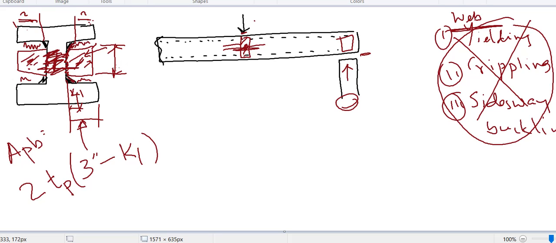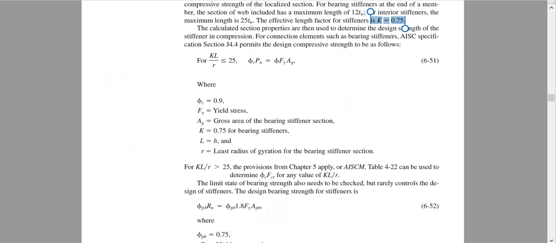How can we calculate it? Total depth is d. Total means from outside to outside. Then we have to deduct this portion, both sides. What is this portion? If we can remember, that is k. Then twice k. Why? Because one side k here, other side k here. So d minus twice k is the length of the column. Now k1, whatever, you can find it from the AISC manual chapter 1. That is not a problem.